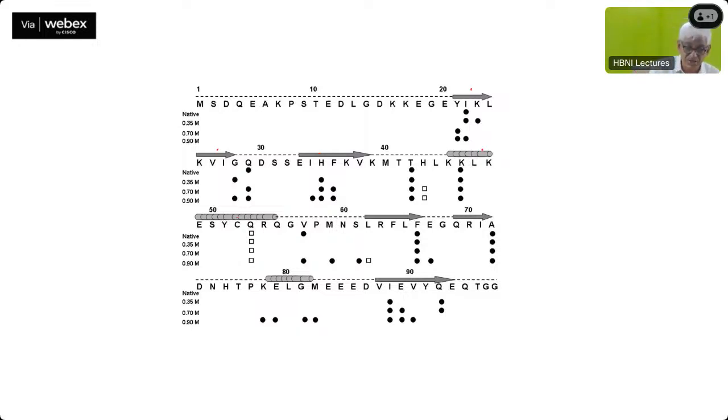And you see here in this loop area, you do see some exchanges, and you see that increases as you increase the urea concentration there. And in the sheet, again, you see quite substantial changes as it opens up. And the loop area, of course, is opening up. And this helix also starts opening up here. You see exchange contributions. And you see this also, you see exchange contributions.